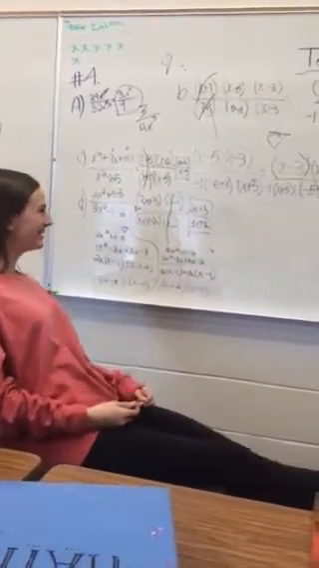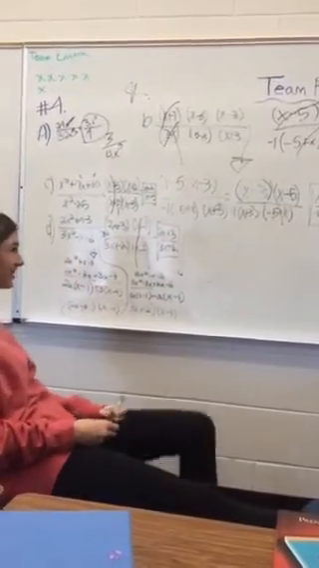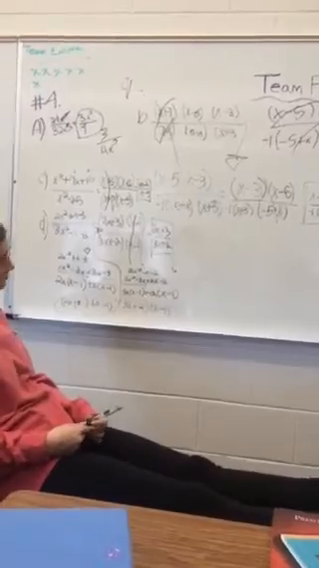Okay, do we have a 4E? Was there a 4E? You didn't do D. Oh yeah, I just did D. There's no E? Okay. Let's go to 5.